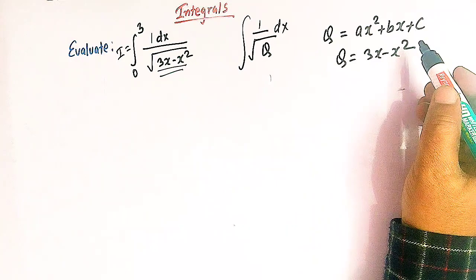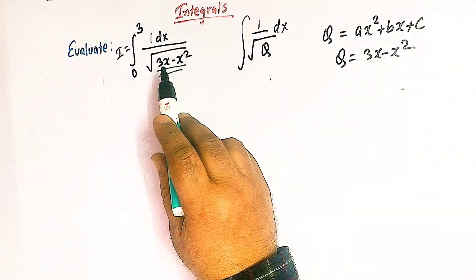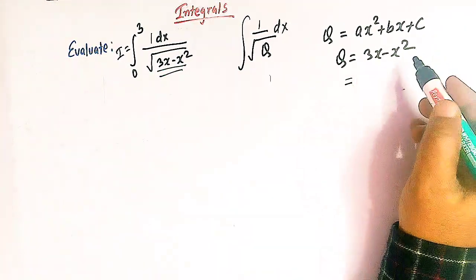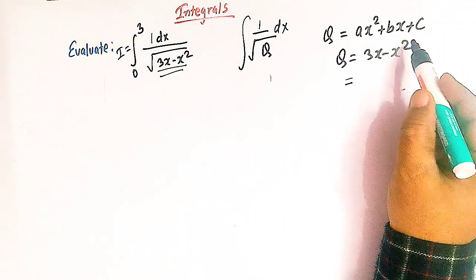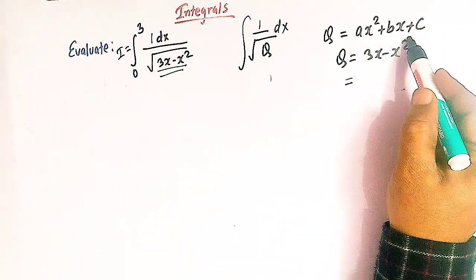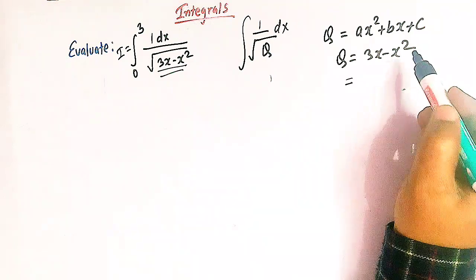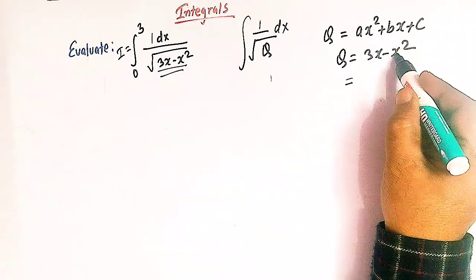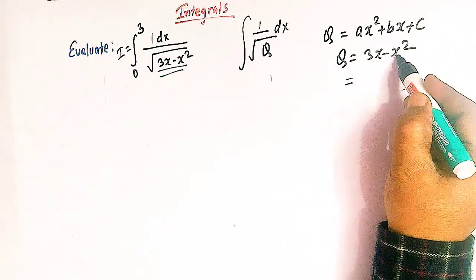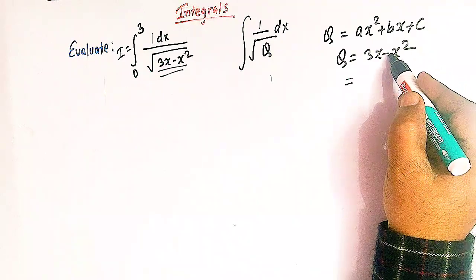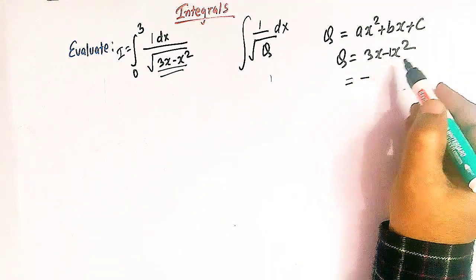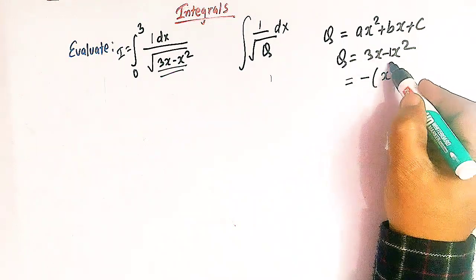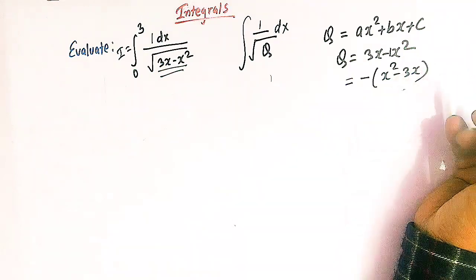Okay, so now to solve these types of integrals, what we usually do is try to make a perfect square, that is, we'll try to express this quadratic polynomial in terms of a perfect square. For this, because the coefficient of x square is minus 1, the first step is to take the negative sign common from these two terms. So we have x square minus 3x.